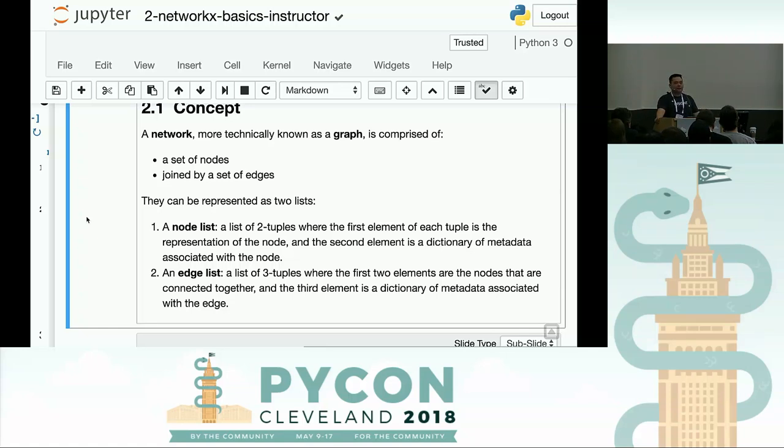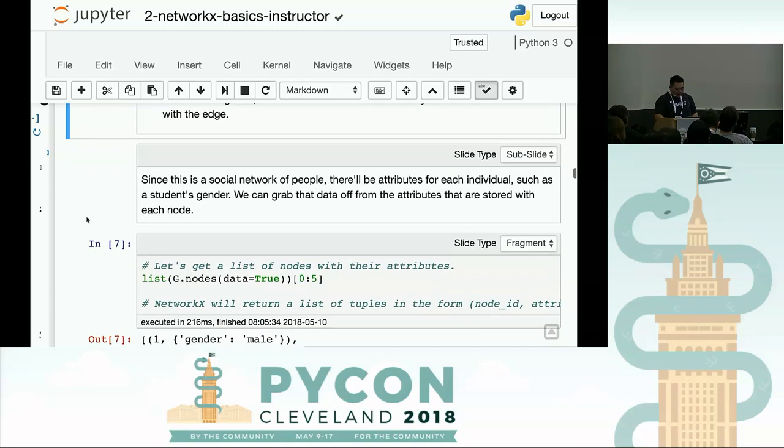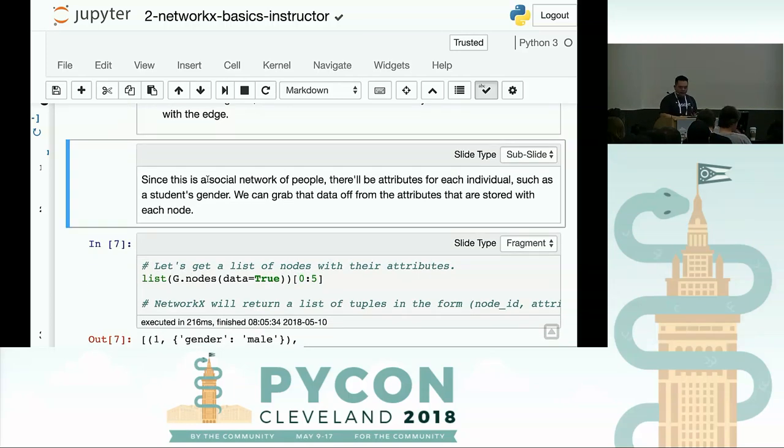So you can think of it as if I had key value pairs on each node that says, say for students, every student gets a key called name, and then their name is recorded as the value. Their date of birth is a key, and the value is their actual birth date, right? So we can do that. Now, this is a social network of people.